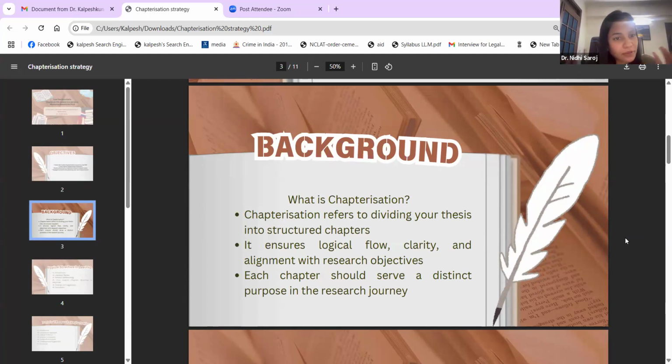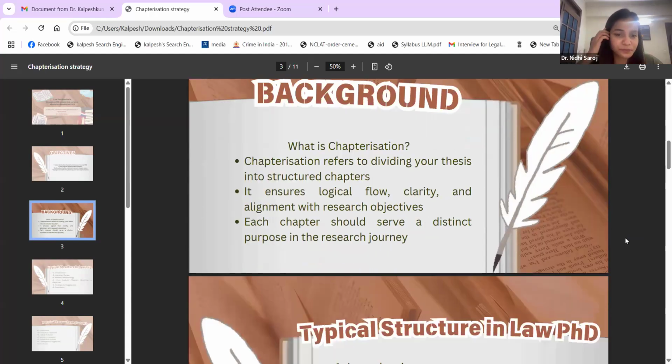So your chapters should be connected to each other. They should be connected to the research objectives, and they should be meaningful to the entire conclusion also. We will be taking some examples. This is just the introduction part. And I will also be asking you some questions in between. Till now, nobody has been participating, but I'm sure when we move ahead, there will be some participation. Yes. So can we move to the next slide?